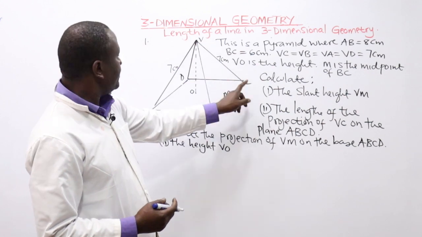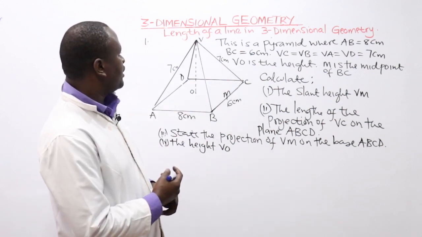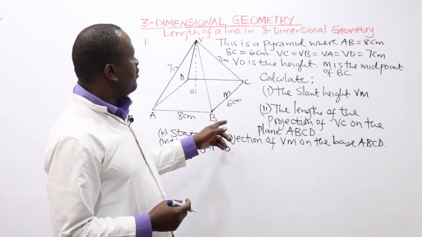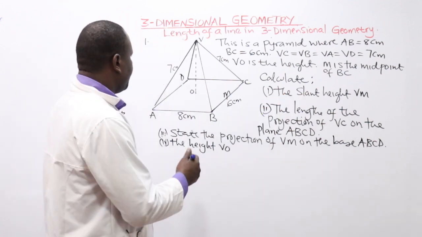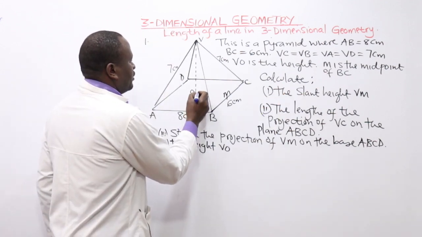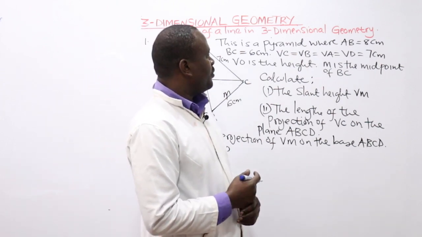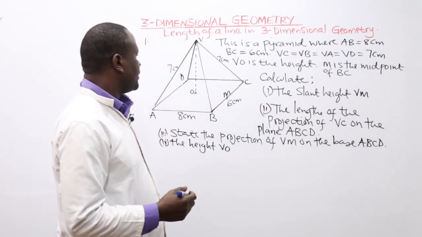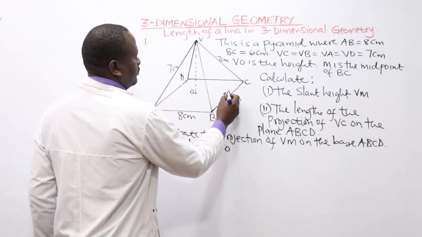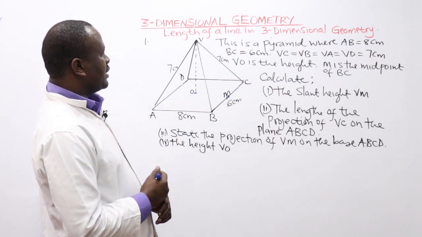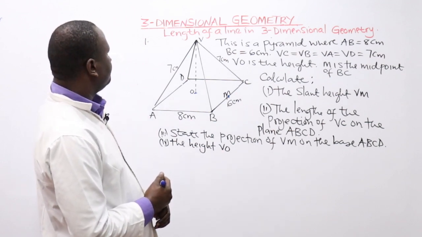VC, these are the slant edges. You can see they are equal to 7. VO is the height, which means O is at the center. M is the midpoint of BC. Calculate the slant height, VM.